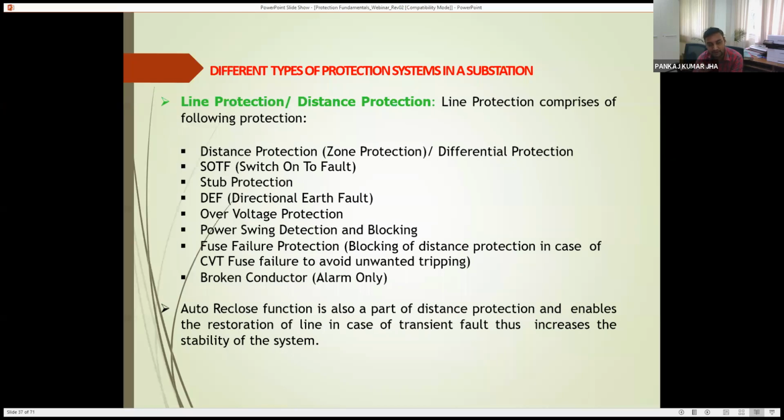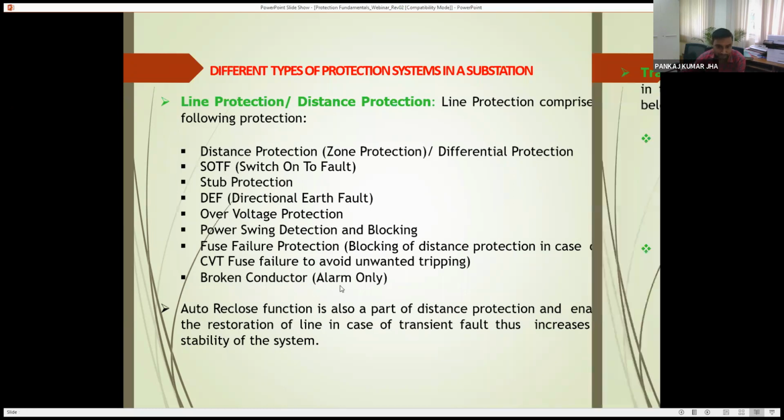So we can have the protection system for each zone. For the transmission line, we can have the distance protection or differential protection. Then we have some ancillary protection functions like SOTF, stub, DEF, over voltage, power swing, fuse failure, and broken conductor. I will discuss each of these in the upcoming slides. Then the auto reclosure functions, which is generally a part of distance protection itself.